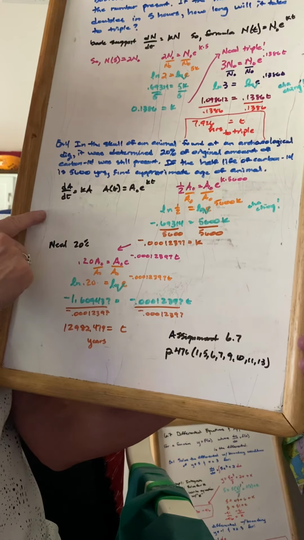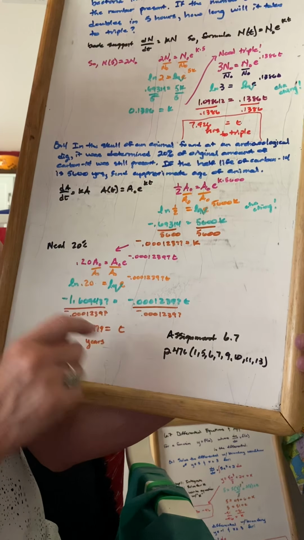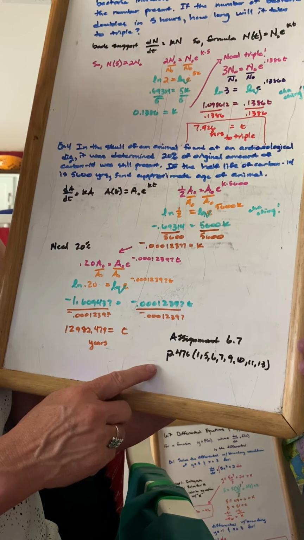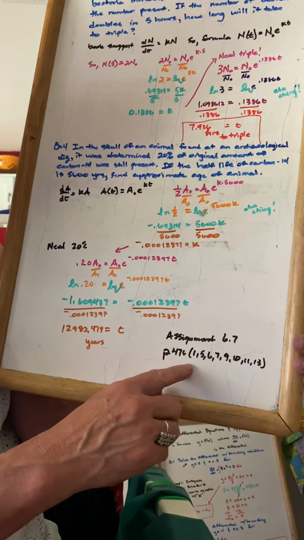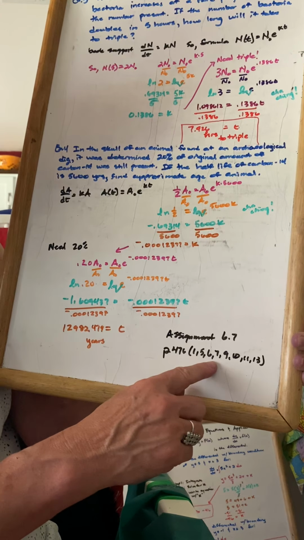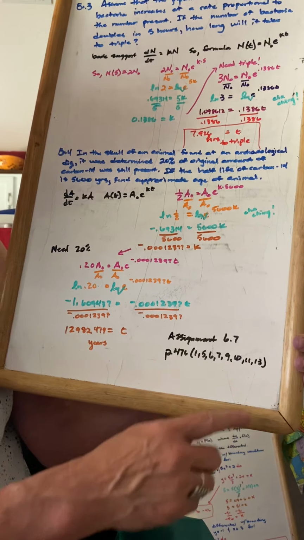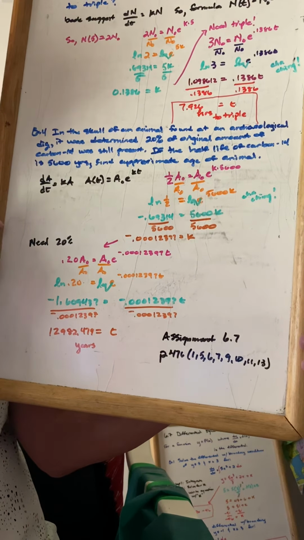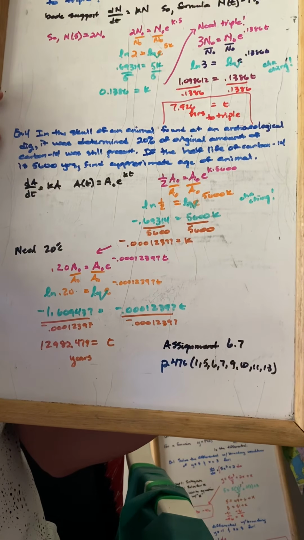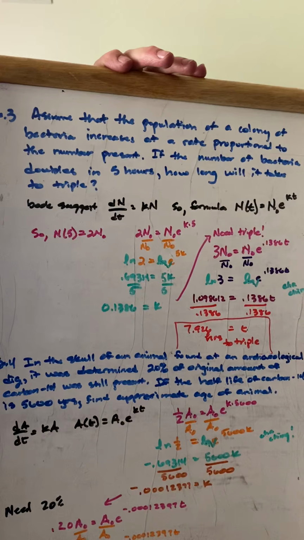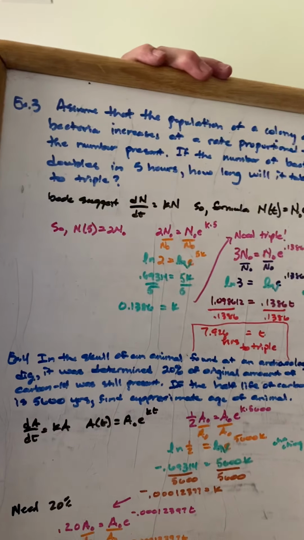So I really like this kind. All right, your assignment is 6.7. You don't have very many word problems, so don't get scared. You have more like page 1. Page 476, 1, 5, 6, 7, 9, 10, 11, and 13. There you go. All right, that's all we have for 6.7. Nice short lesson. Hopefully that makes it easier for you.